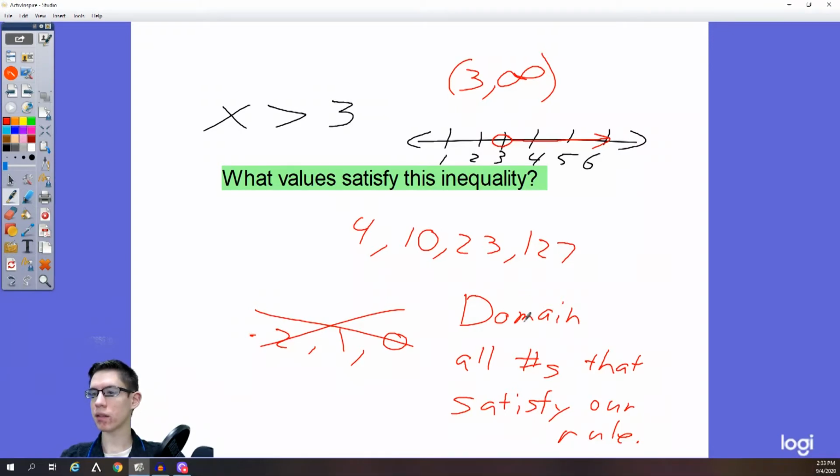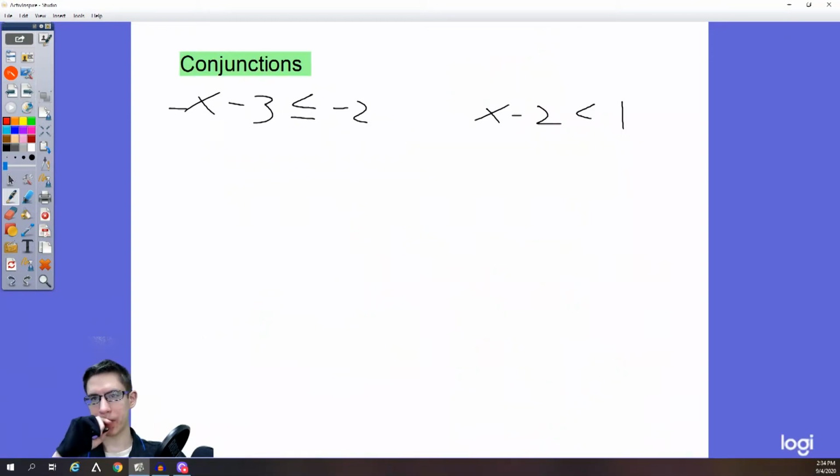Every single number going that direction is going to satisfy this inequality. So the domain for this rule is every number bigger than 3 on the number line. We could illustrate it using both of these formats. So that would be our domain. Domain and interval notation are often very, very connected, and you'll see that as I dive into the next example. Here's our next example.